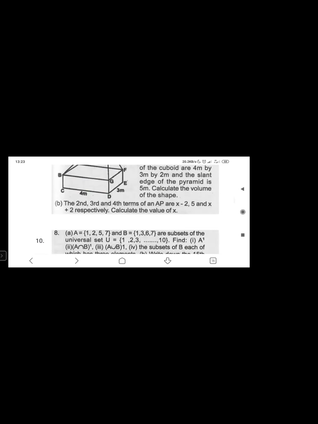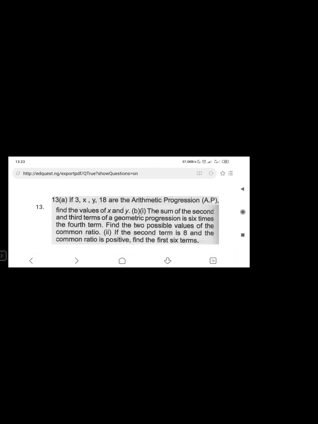The second of an AP are x minus 2, 5, and x plus 2 respectively. Calculate. You see, the same thing as consecutive terms. And it is AP, so it's T2 minus T1, not T2 minus T3. So those are the questions like that. Look at this, I think we have done something similar to this. They have given you T and they want you to find x and y. So yeah, it's like the example I gave you.